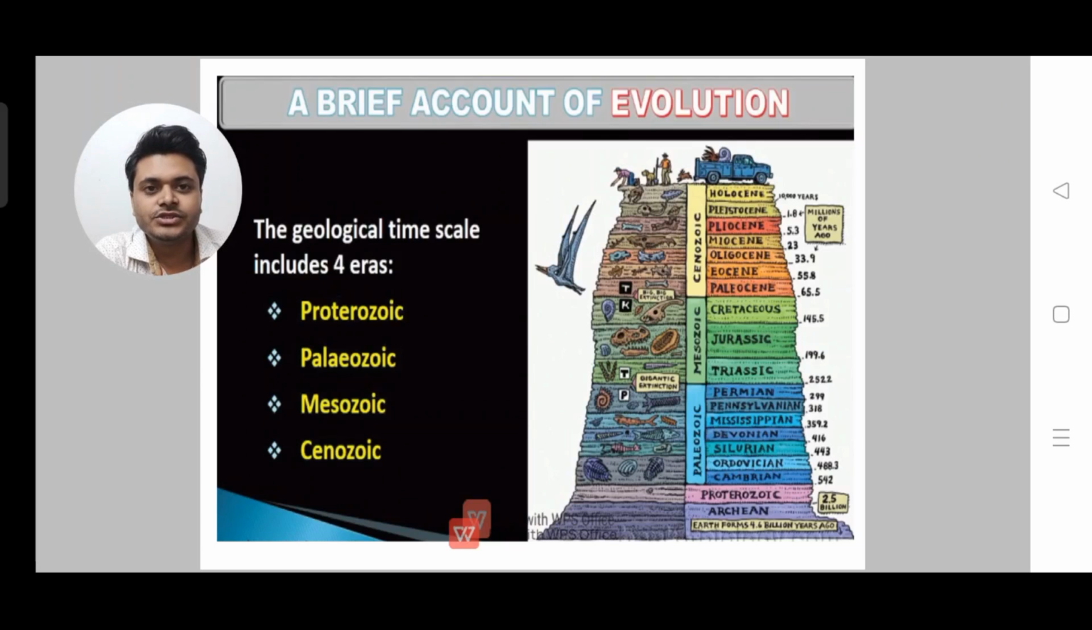So you can see the geological time scale includes four eras. One is Proterozoic, Paleozoic, Mesozoic and Cenozoic. So on the right hand side you can see the pictures given. Cenozoic is the most recent one, and here you can see Proterozoic is the most primitive one.